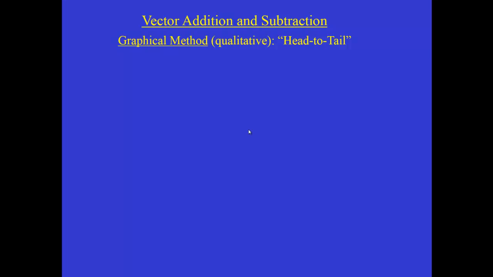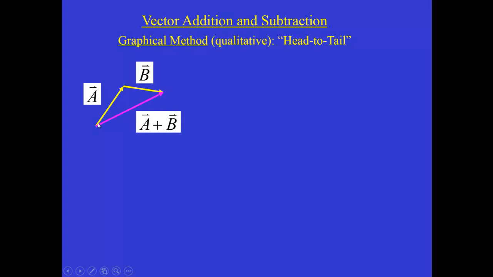The graphical method of showing how to do this, which is often useful if you just want to get a rough idea of what the answer should look like, is accomplished using the head-to-tail method. So if we want to add vectors A and B, we take the head of A and connect it to the tail of vector B, and then the sum of the two vectors, the resultant of having vector A and vector B put together, is the vector that leads from the tail of the first vector to the head of the second vector.